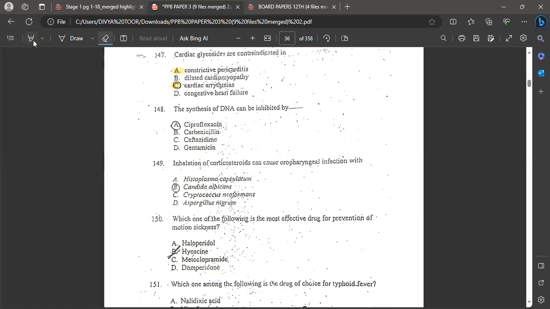Then synthesis of DNA can be inhibited by, we have the fluoroquinolones hapo. Cipro. The carbenicillin, ceftazidime, those ones, they inhibit cell wall synthesis. The gentamicin is protein synthesis. Yeah. Inhalation of corticosteroids can cause oropharyngeal infection with the Candida albicans.